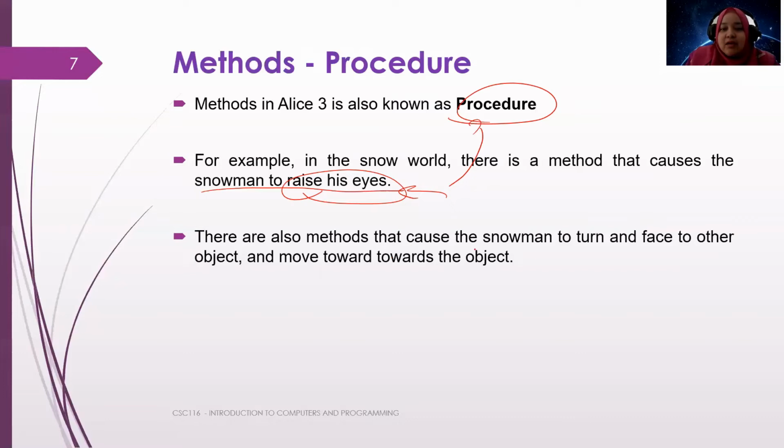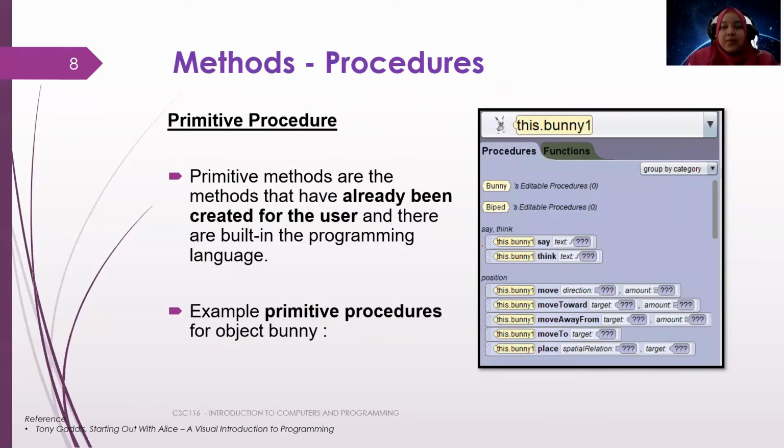There are also methods that cause the snowman to turn and face to other object and move towards the object. Okay, ini yang kita buat masa kita buat which. Kan kita tarik a method, betul tak? Kita tarik method tu dekat procedure ke function. Kita ni tengok balik, kat mana awak tarik benda tu. Sebenarnya awak tarik benda tu dekat procedure. Turn to face, tarik je. Okay, kita method call kan benda tu dekat dalam editor panel kita, betul? Okay, itu kita gelar dia sebagai procedure. Dia tak yielding, dia tak bagi apa-apa nilai dekat kita. Itu maksud dia.